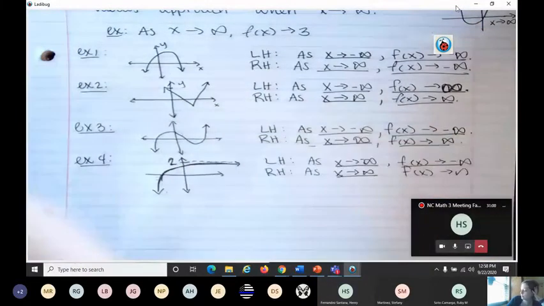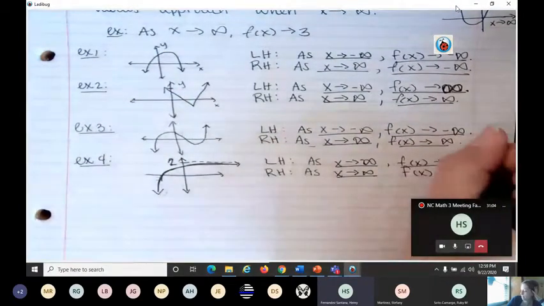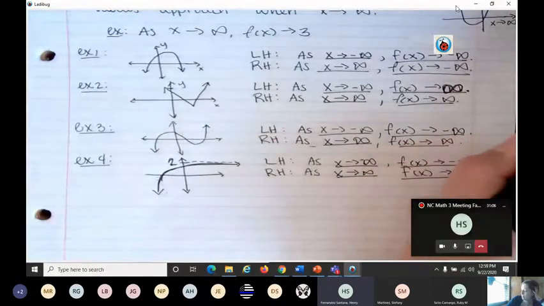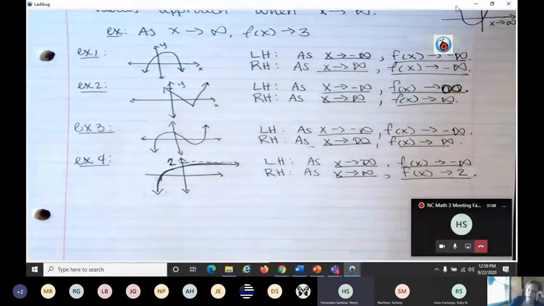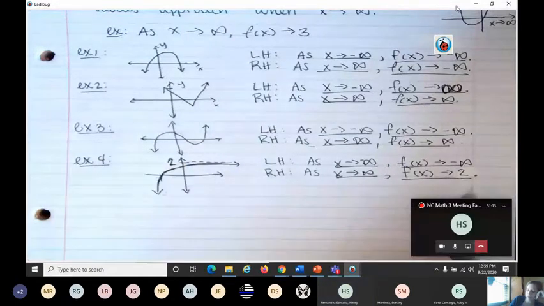Not infinity. Oh, so if it evens off, instead of infinity, we put the number that it evens off on. Exactly. Yes. If it evens out on something, then you're putting a number instead. And it can do that on either the left or the right hand side. Okay. All right, good job. So those are examples for end behavior. What questions do you guys have before we move on to even and odd functions?